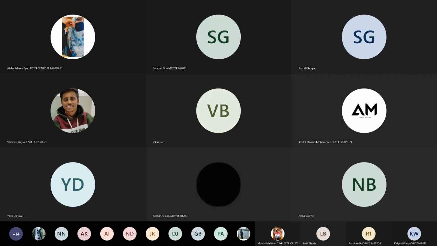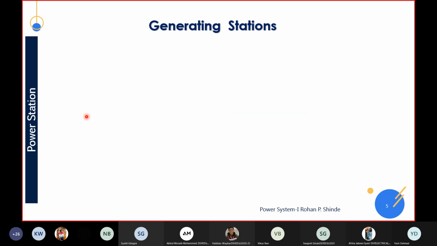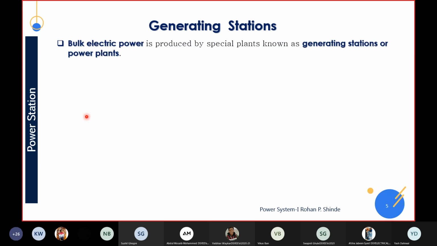Sources of energy. Okay, so see here, this is the second section of unit number 1. That is nothing but introduction to different sources of energy. That is nothing but thermal power plant. Okay, so see here, first of all we will see what is the generating station, or first of all we will see what is the introduction of generating stations.